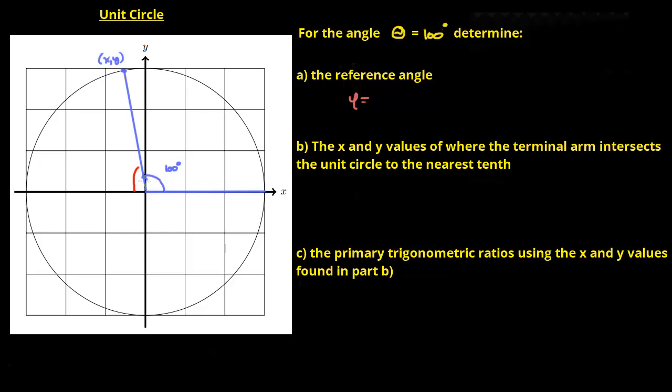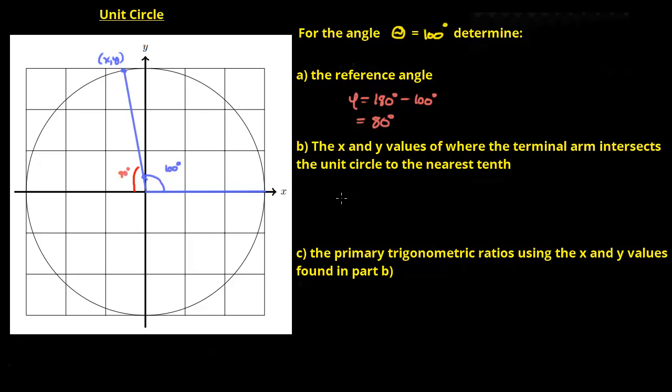So 100 degrees plus phi is going to give me 180. So phi is equal to 180 degrees minus 100 degrees, which is equal to 80 degrees. So the reference angle is 80 degrees. In part B, so this angle here is 80 degrees. In part B, we are told the x and the y values of where the terminal arm intersects the unit circle to the nearest tenth.